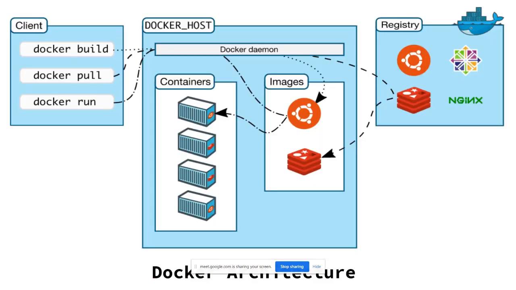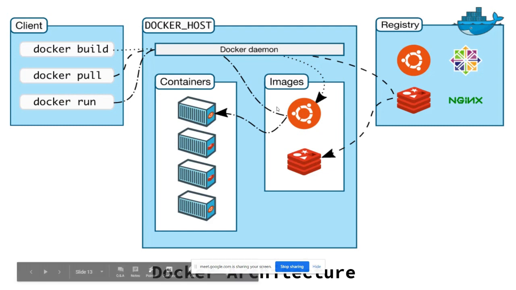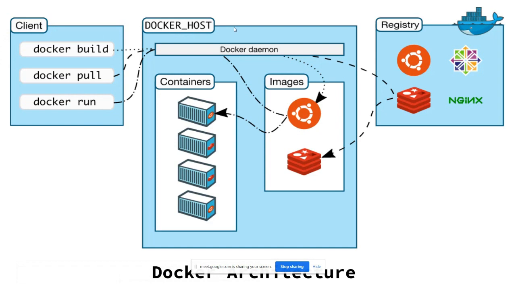So coming to the architecture part, how Docker works: you can see a client over here, a Docker host and the registry. The registry is what I just spoke about. It will consist of the different images that you have pushed. You can have public images as well as private images, just like your GitHub repo. You can create a repository and push your images to Docker Hub. That is what the registry is.